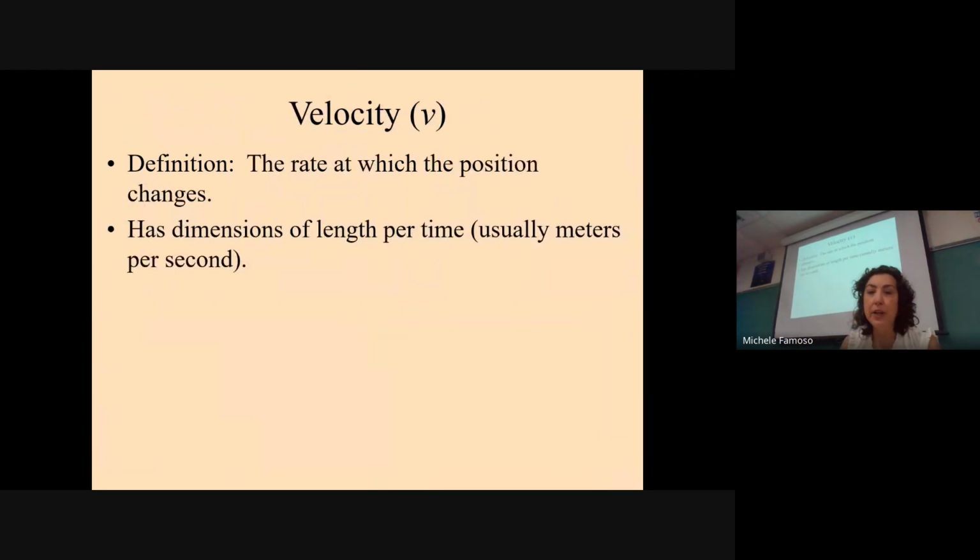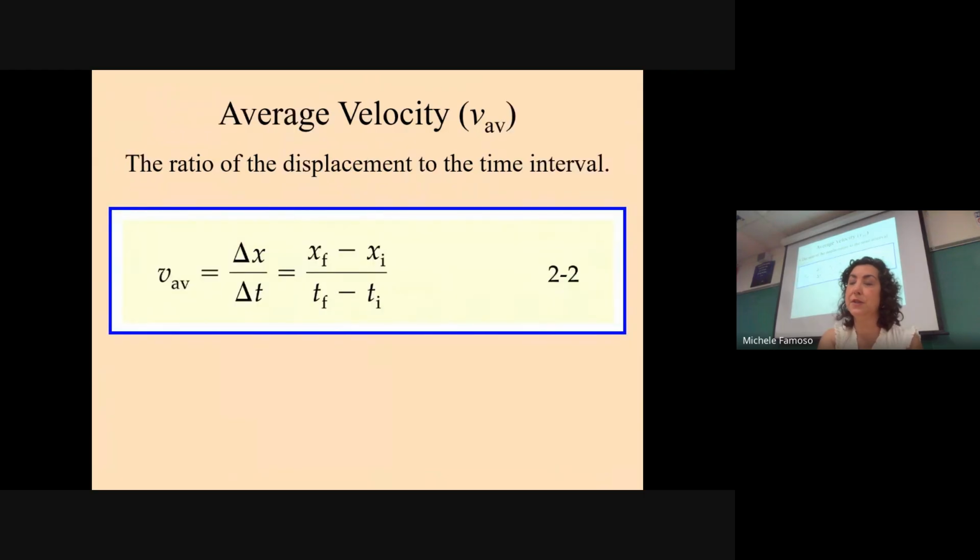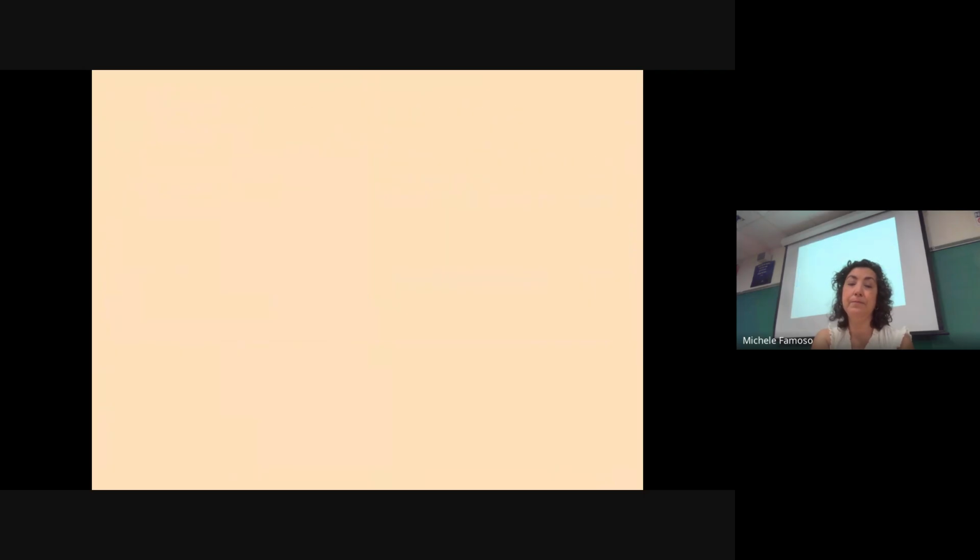Velocity is v, the rate at which your position is changing with dimensions of length over time, so meters per second in the metric system. Instead of writing v bar, we can write VAV. You can stick with the bar. I don't even think that's on your reference table. How to get an average velocity: the ratio of your displacement to your time. It is not a distance divided by time. It's a displacement over time. V bar would be the delta x over t.